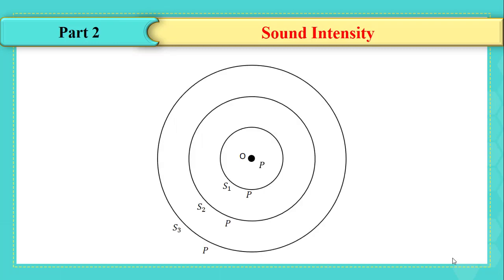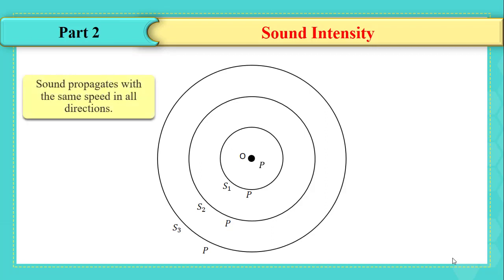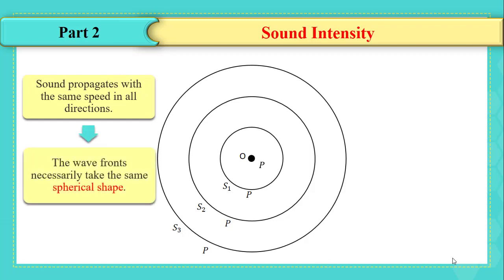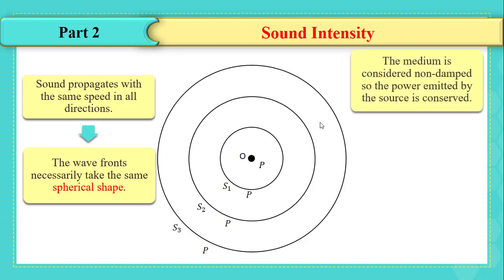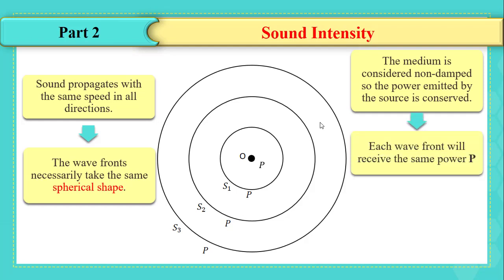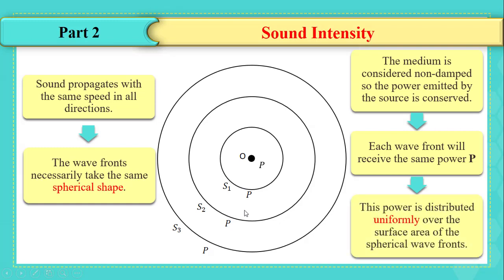In our study, we will consider these conditions. First, sound propagates with the same speed in all directions. Then, the wavefronts necessarily take the same spherical shape as you can see in this figure. Second, the medium is considered non-damped, so the power emitted by the source is conserved. That means each wavefront will receive the same power P. And this power is distributed uniformly over the surface area of the spherical wavefront.